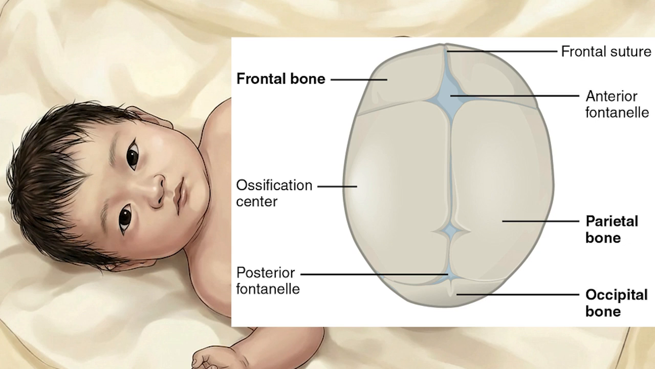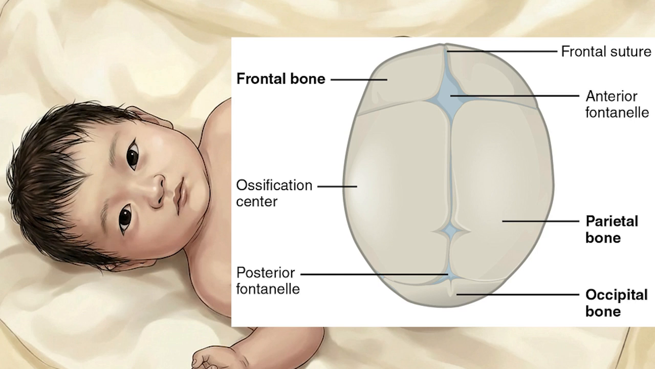Identify the cranial sutures. The coronal sutures run across the top of the head. The lambdoid sutures are located at the back of the skull. The sagittal suture runs from front to back along the midline. The metopic suture runs down the center of the forehead.